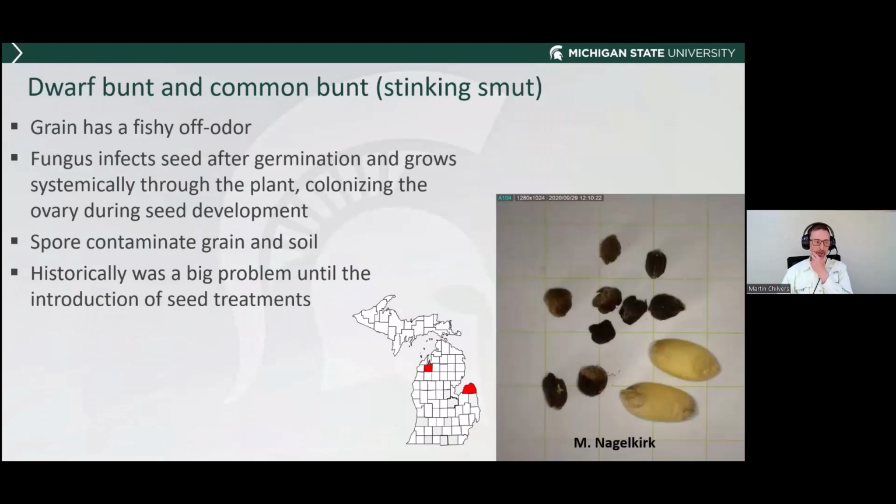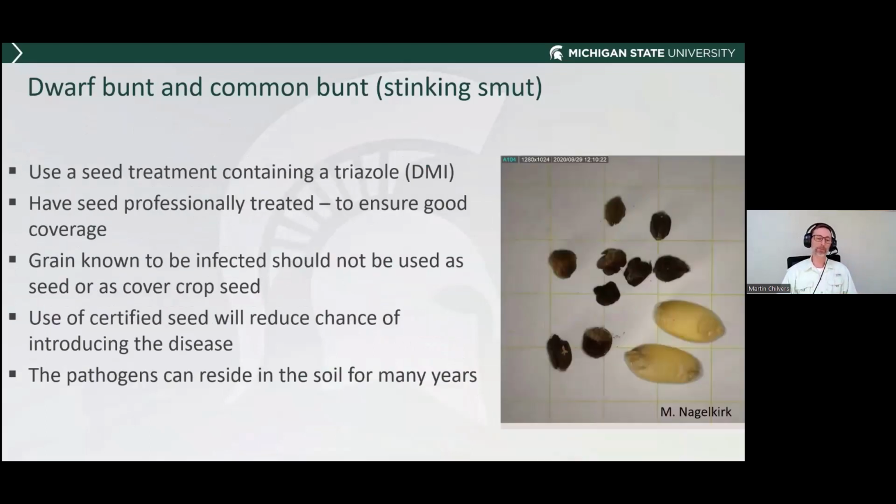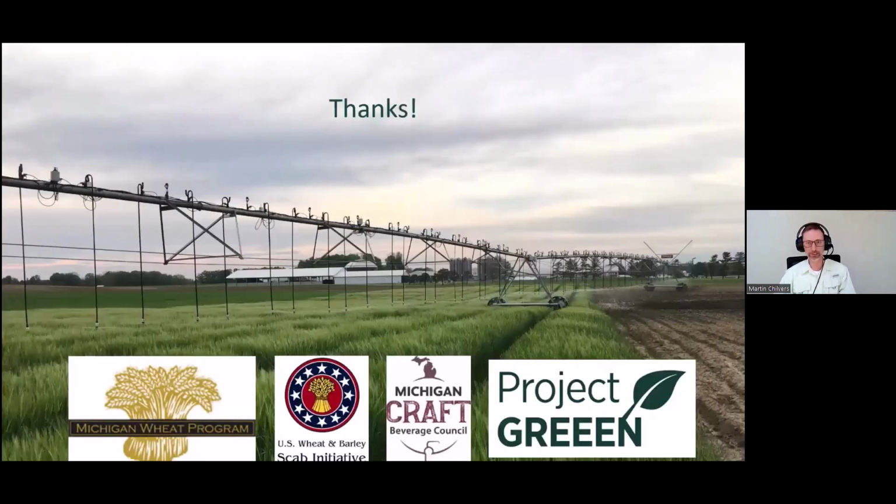I'll finish there. The last thing I'll say is we're getting occasionally a few more reports of stinking smut or dwarf bunt. It's a seed-borne disease, so if you're saving seed, be very careful. Get that seed professionally treated. A good fungicide will help reduce that risk. So I'll wrap it up there, Monica, and be happy to take questions.